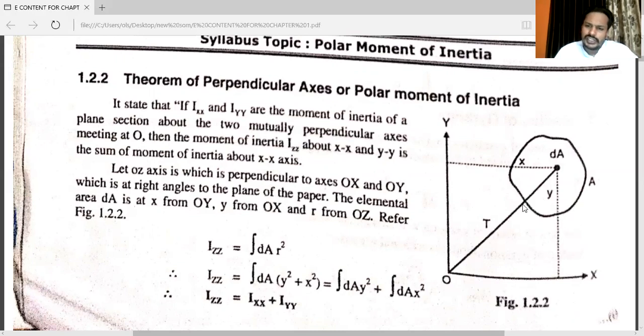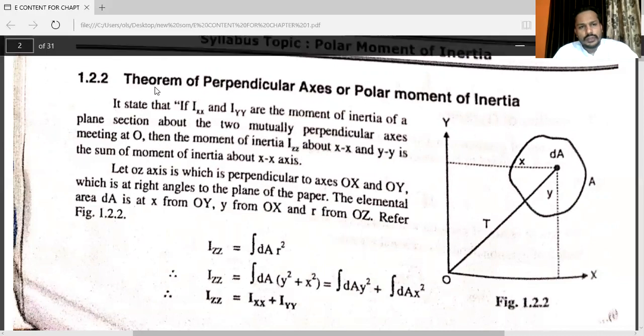See, you can see this triangle. It is very important, because here we will use the Pythagoras theorem. See, this one is X, this one is Y.